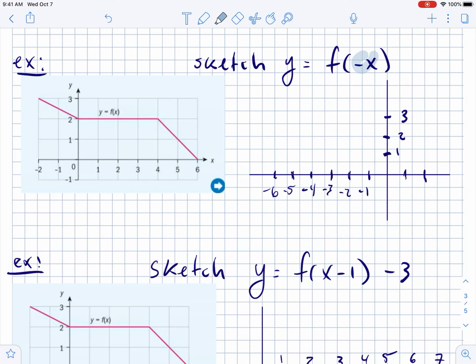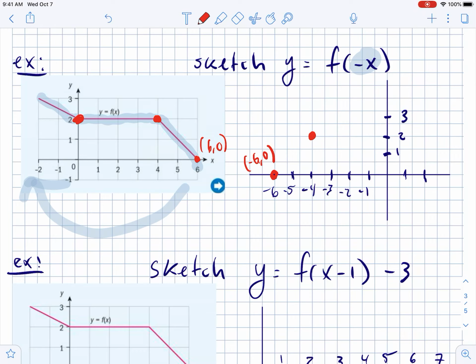Now, if we use the same starting function again, this negative inside the function is going to be a horizontal reflection. So, this little brontosaurus shape, whatever you want to call it, is going to get flipped around the y-axis. What that does to the coordinates is it takes all the x values and turns them opposite. So this 6, 0 would become -6, 0. 4, 2 will become negative 4, 2. So negative 4, 2 here.